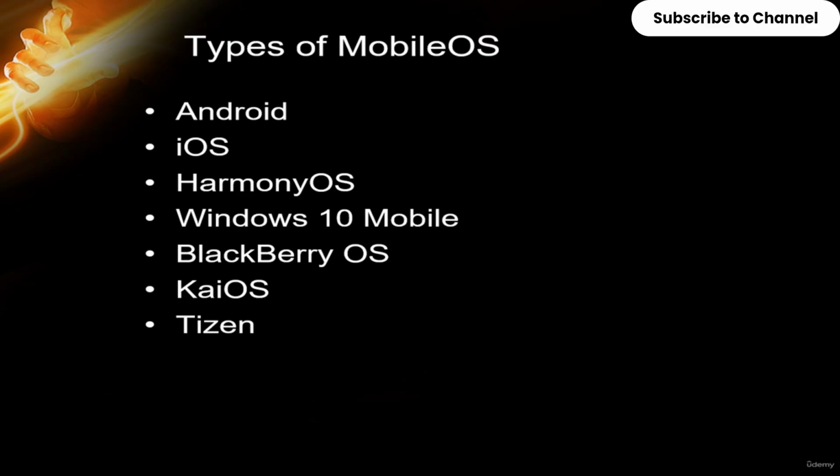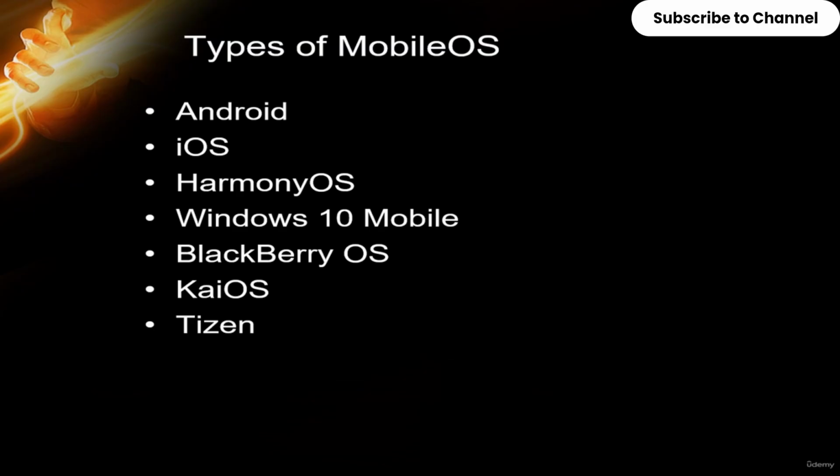The next operating system we are going to discuss is Harmony OS. Harmony OS is developed by Huawei. It was designed to work across various devices like smartphones, tablets, and various IoT devices. Huawei uses it to reduce the reliance on Android.